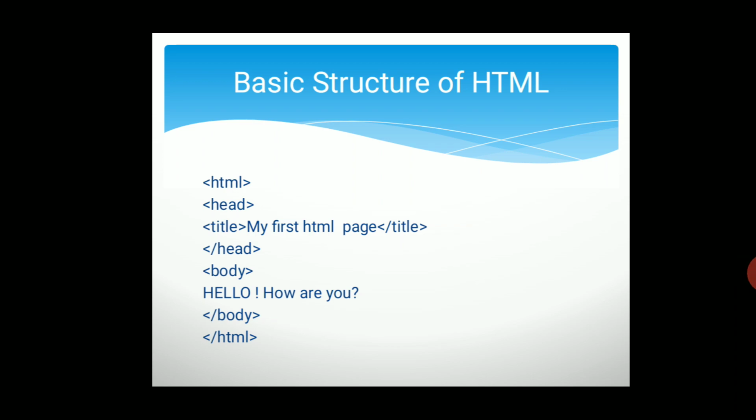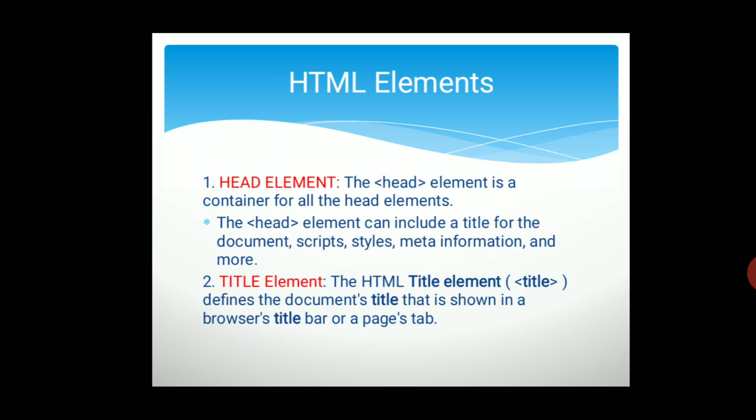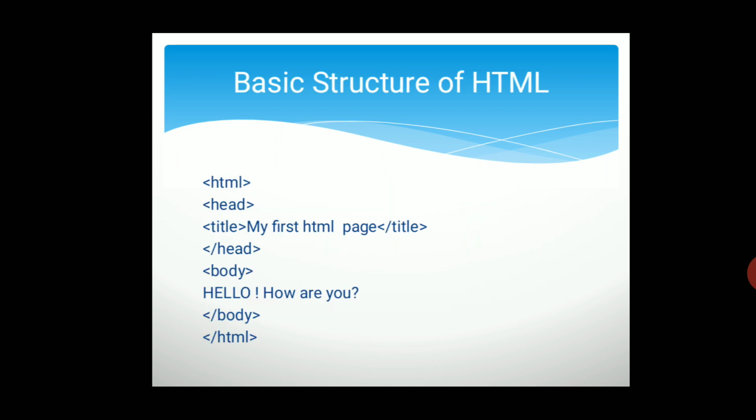In the last class we have learned the basic structure of HTML and you have also seen the output of this structure, how the output will look like. So let's see each one of them in detail. Okay. So first of all, every tag in HTML is called an element. So the first element we have here after the HTML tag is head.